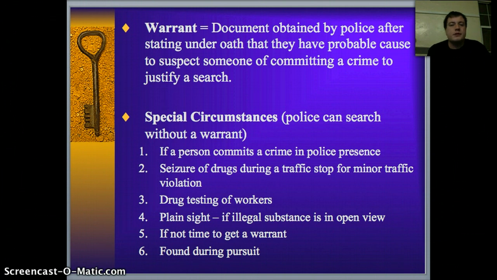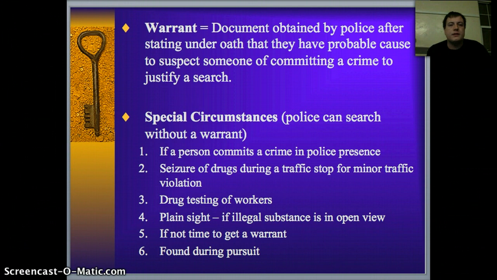However, there are special circumstances when a police officer can search without a warrant. If a person commits a crime in police presence, if you're walking down the street and you hit someone in the face and a police officer sees that, they're going to search you for things that they think might be illegal. Seizure of drugs during a traffic stop for minor traffic violations.